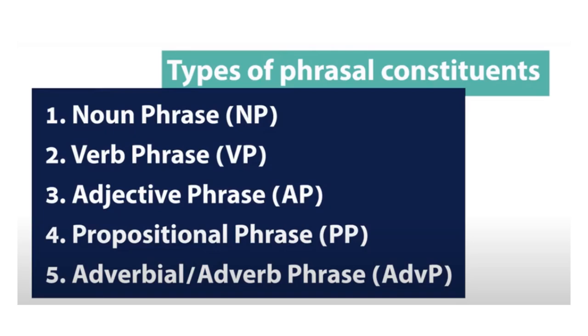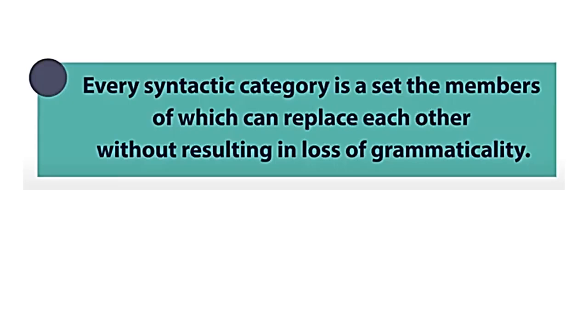You see here that there is phrasal constituency within the sentence, and every phrase is labeled with a syntactic category. Why? Because every syntactic category is a set, the members of which can replace each other without resulting in loss of grammaticality. For example, if you have a grammatical sentence that contains a noun phrase, you can replace it with another noun phrase, and the sentence will still be grammatical.